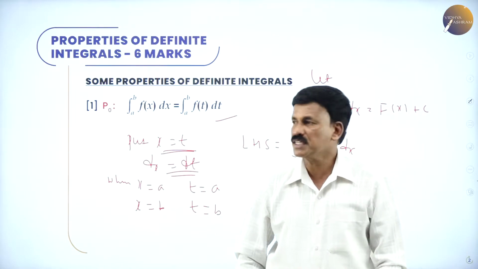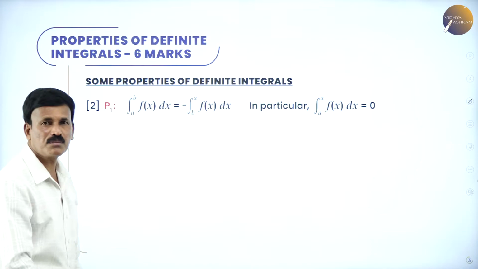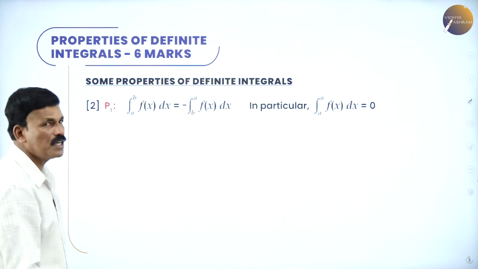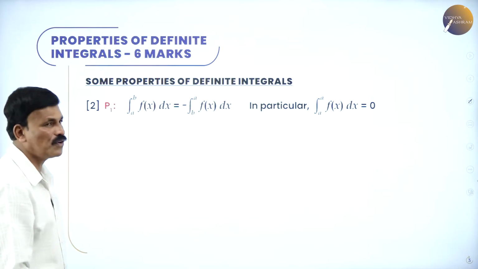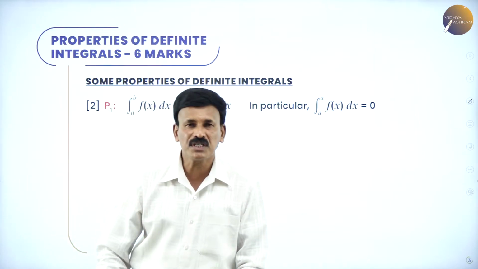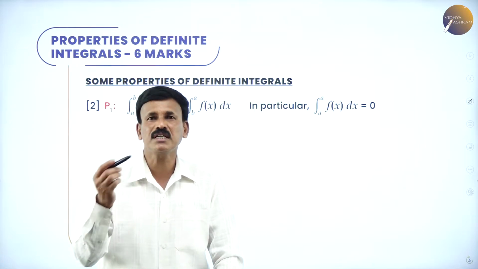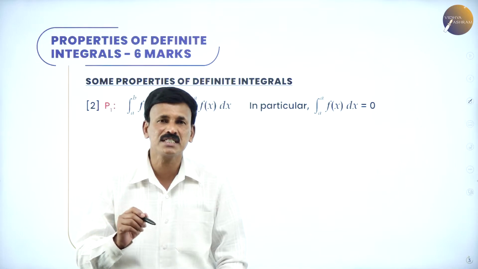Now let us come to the next property. Property number 2, P1. What is property number 2? Integral a to b f of x dx is also equal to minus integral b to a f of x dx. That means if the limits are interchanged, if the lower limit and upper limit are interchanged, then the value of the integral will take the negative sign.